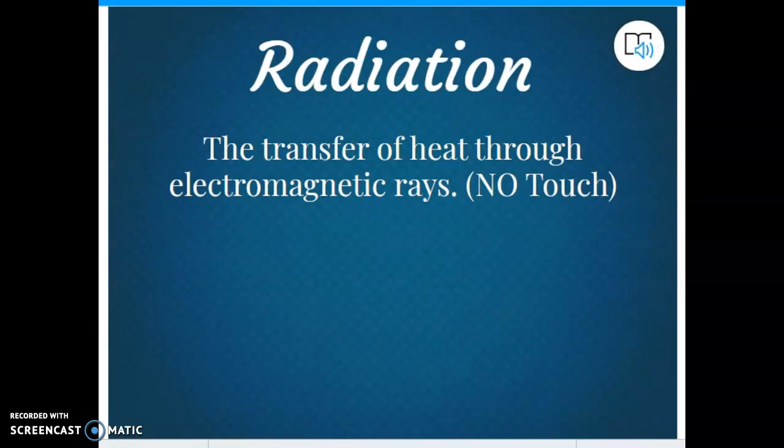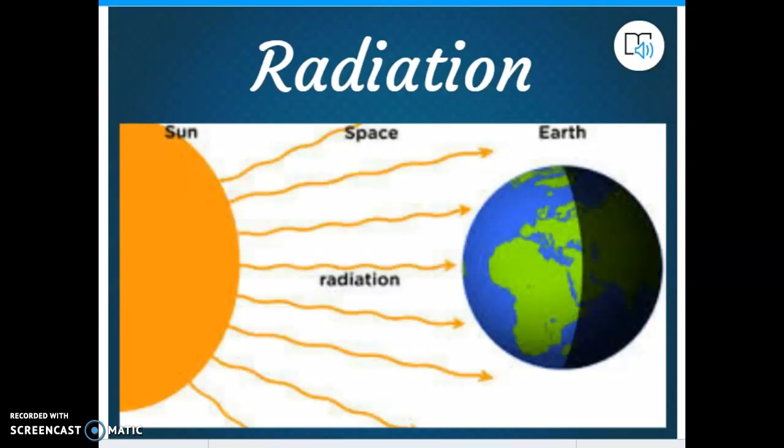Radiation. It says the transfer of heat through electromagnetic rays. There's no touching involved in this. And so basically what you're thinking about is sun rays. If you're talking about the sun heating up the earth, that is going to be an example of radiation, because there is no touch. It's not hot air. It's electromagnetic rays. It's that radiation coming off the sun, those heat waves. You can see the heat waves coming off the sun are how the earth is heated up. And again, it's due to the radiation heating up the earth.